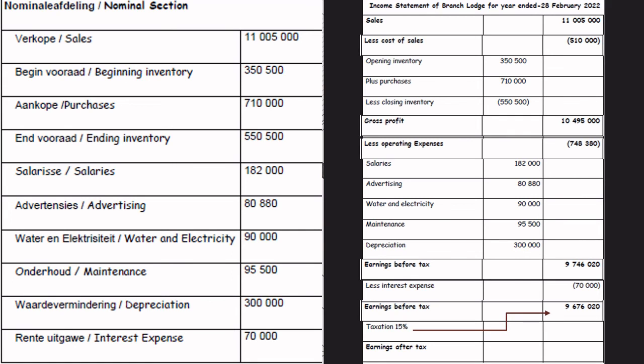A faster way to do this is to type in 0.15 times the earnings before tax amount. And that would give us our total of tax. Now we would deduct the tax amount from the earnings before tax amount. And this will give us our earnings after tax, which is also called our net profit.